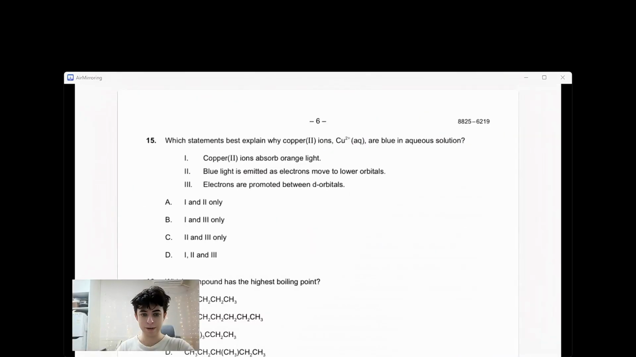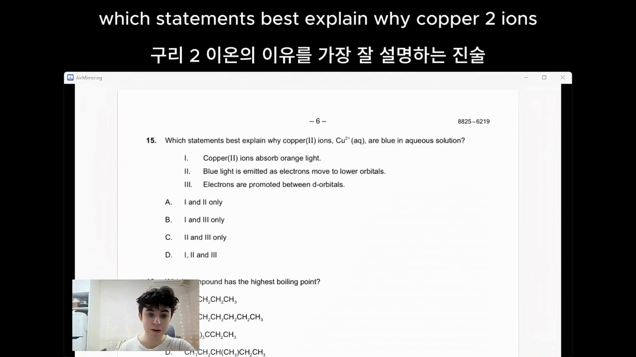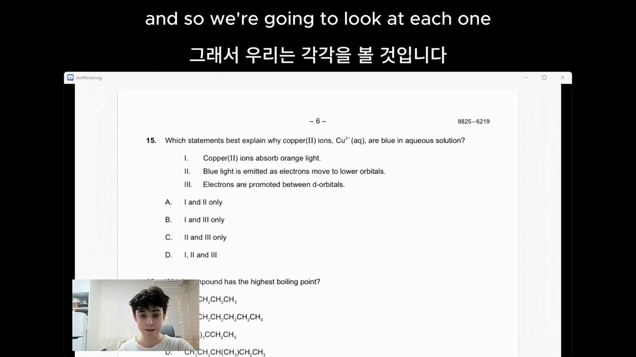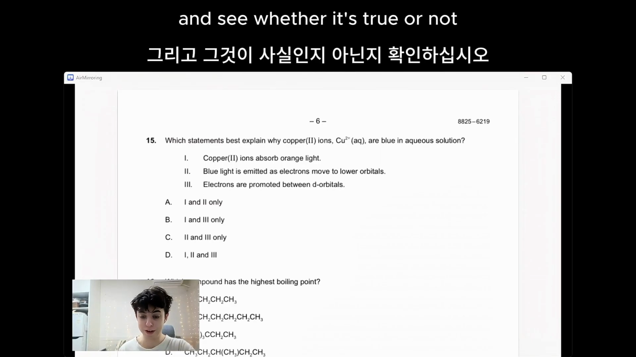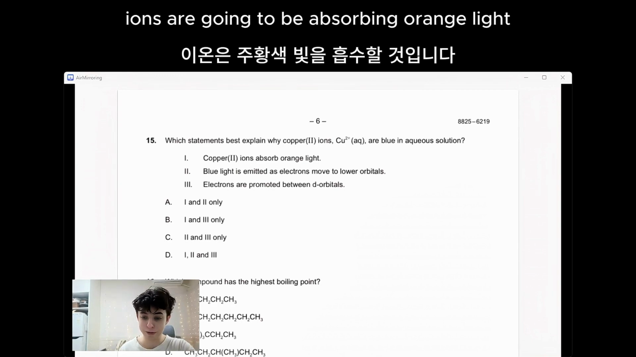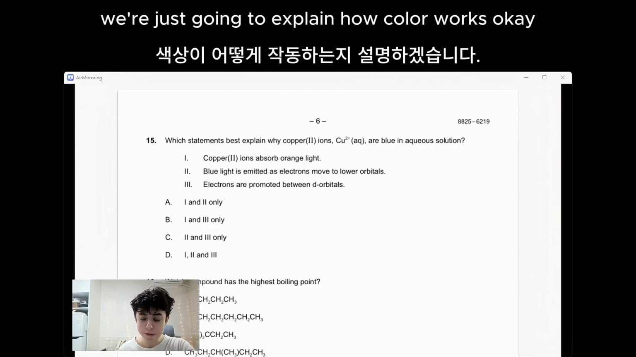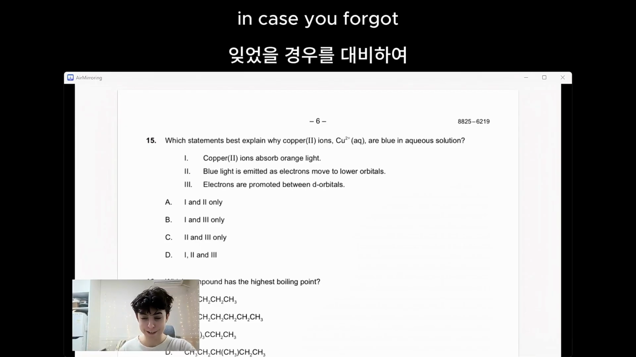Okay, so number 15, this last question for this video is going to be, which statements best explain why copper 2 ions are blue in aqueous solution? And so we're going to look at each one and see whether it's true or not. So for this first one, copper 2 plus ions are going to be absorbing orange light. And so before we even move on to the rest of the questions, we're just going to explain how color works, in case you forgot.